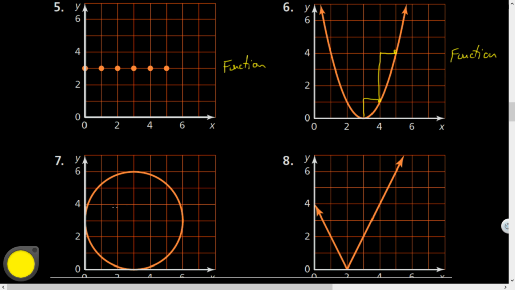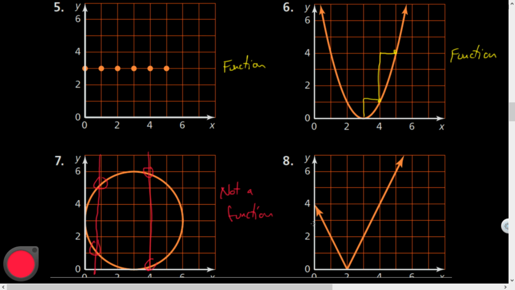All right, how about question 7 here? No, does not. Circle is not a function. Fails the vertical line test there. It passes it over here. That's fine. Passes it right there. That would have been only 1 point. But it is not a function.